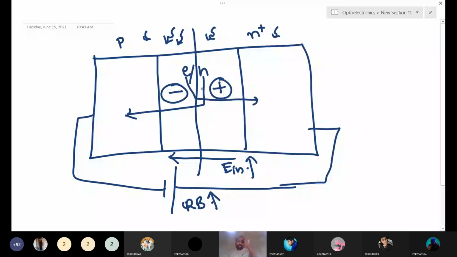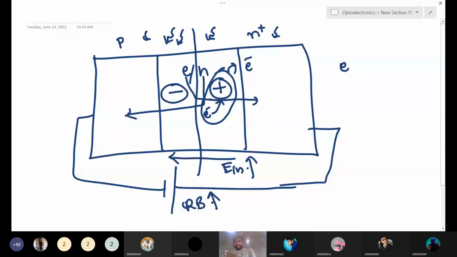While going towards the N side, these electrons will make a collision with positive donor atoms. And when an electron interacts with donor atoms, one more electron will be generated. So here the photo intensity is less, that's why we are creating a smaller number of electrons and holes.